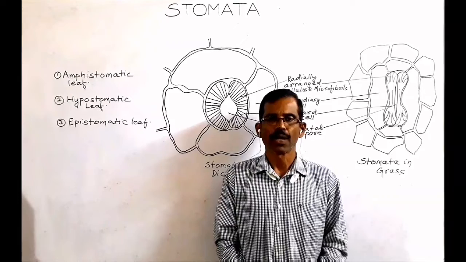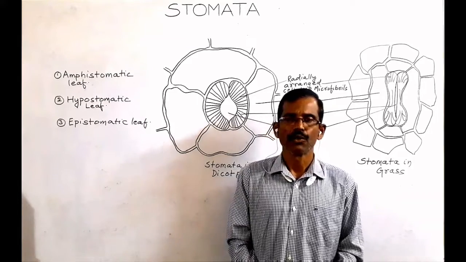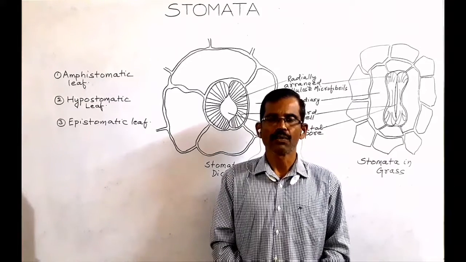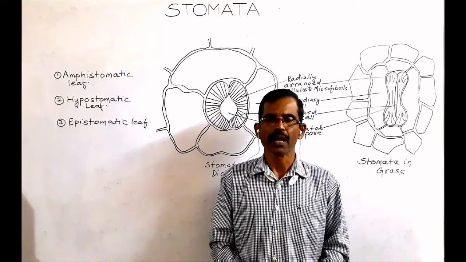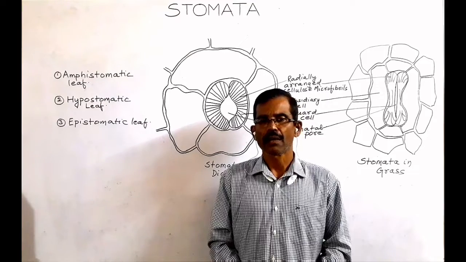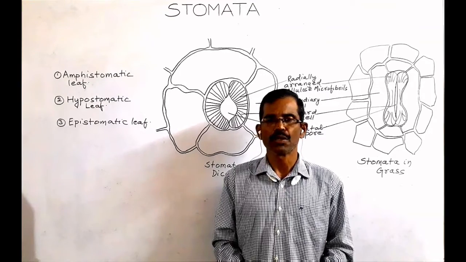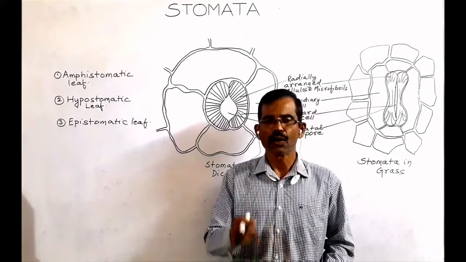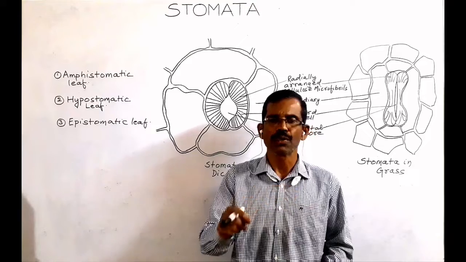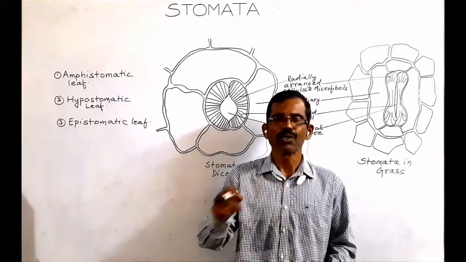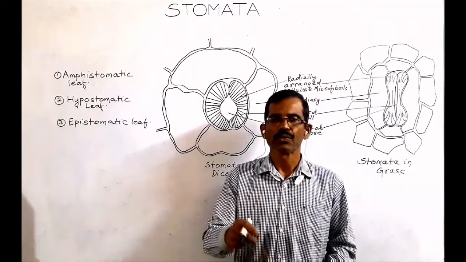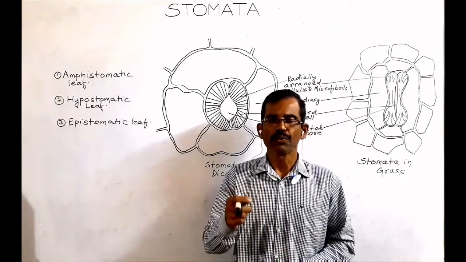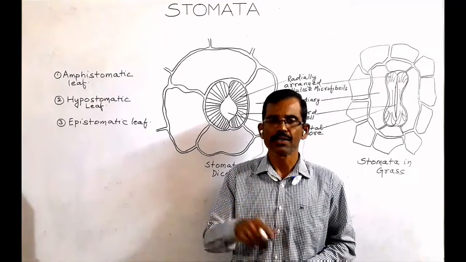Functions of stomata. Stomata have 2 main functions. First function is they control the rate of gas exchange between the plant and the atmosphere. Carbon dioxide, which is used in photosynthesis, diffuses into the leaf, and oxygen, which is released during photosynthesis, diffuses out into the atmosphere through the stomata. Similarly, stomata allow inward diffusion of air containing oxygen.